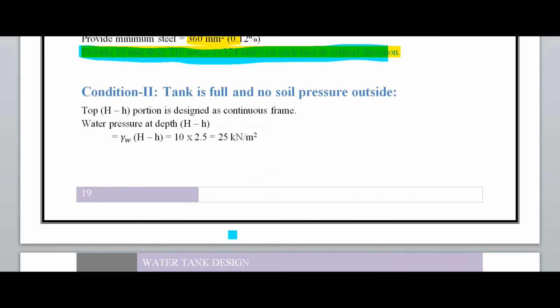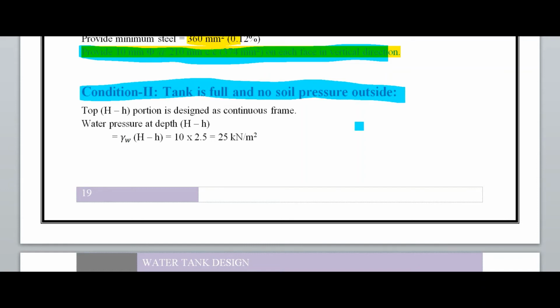Now we are going to design the water tank for the second condition: tank is full and no soil pressure outside. At that time only water pressure is included. So gamma W into capital H minus small h. Gamma W is 10, capital H minus small h is 2.5. So 25 kilonewton per meter square.